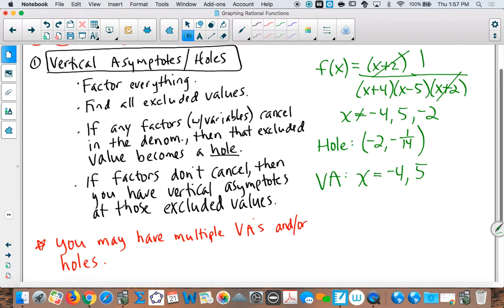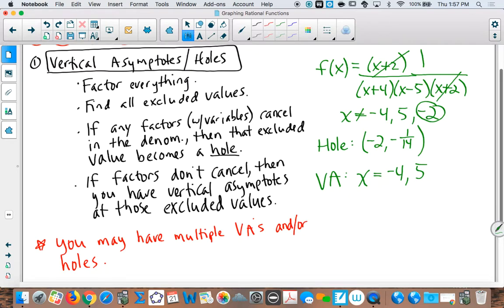How'd you get negative 1? Sure. We just plugged in, to get that negative 1/14, you plug in negative 2 into the simplified function. Oh, okay. Okay? Questions on finding a hole or a vertical asymptote?